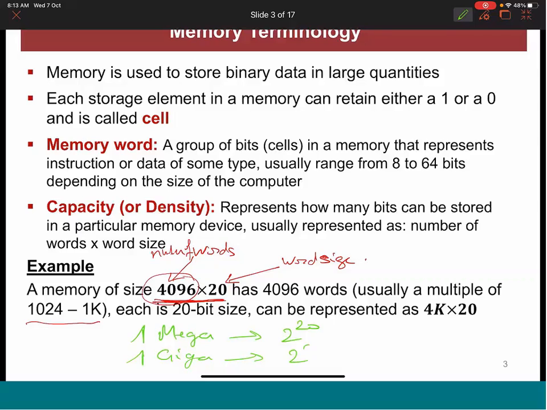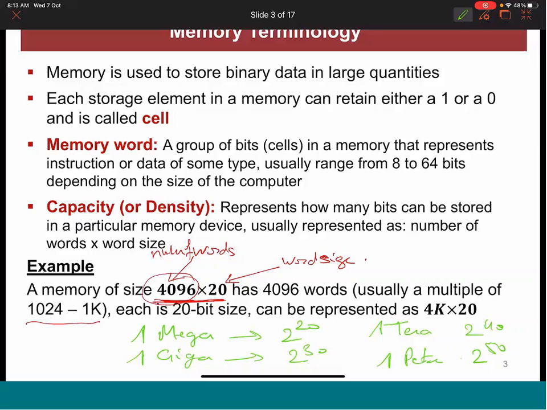1 tera is 2 power 40. We have even 1 peta now, which is 2 power 50. Right? Again, we talked about this in the previous course.